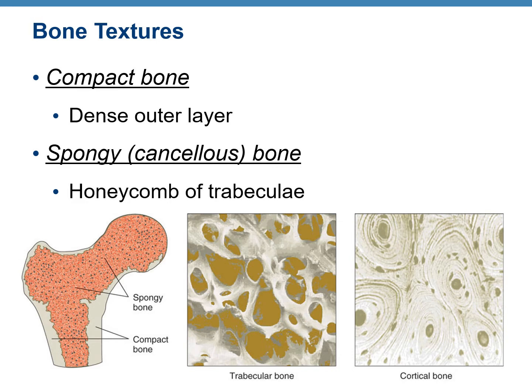Bone texture. We can divide bone based on the texture into compact bone, and the name itself tells you it's a dense layer, the outer layer of a bone, and spongy bone or cancellous bone. The name itself tells you it probably has something similar to a sponge, and it does. It's a honeycomb or trabecula. In these pictures here, you can see the spongy bone, or trabecular bone, or cancellous bone. And this is the compact bone shown here on the right. You see that compact bone covers the surface of a bone, and spongy bone you can find inside.